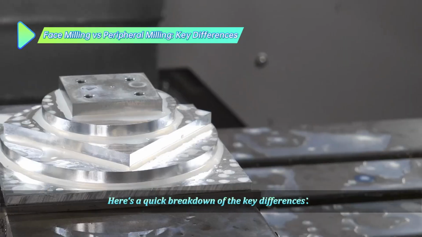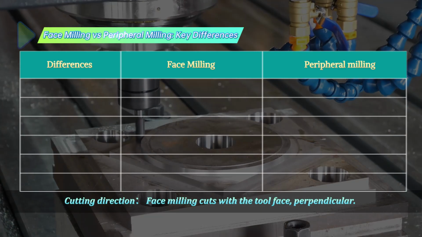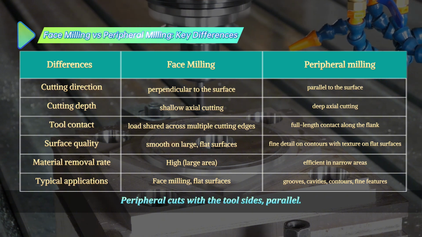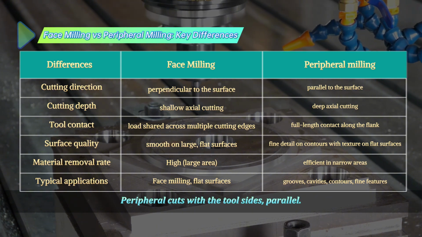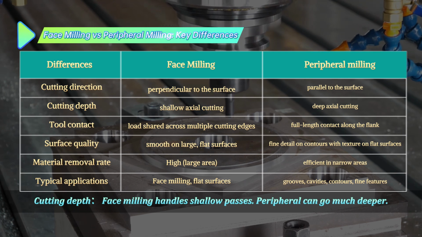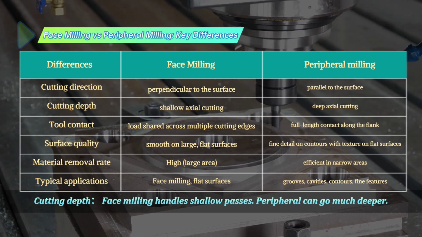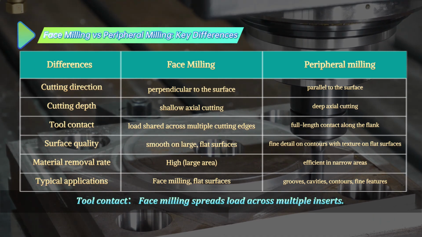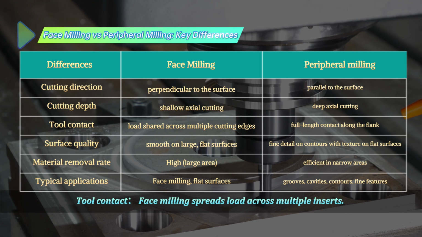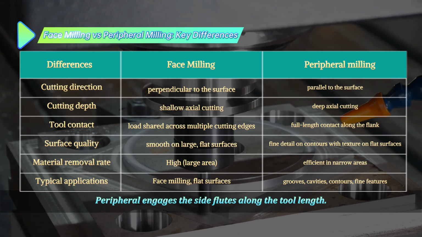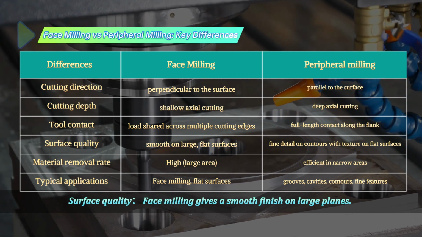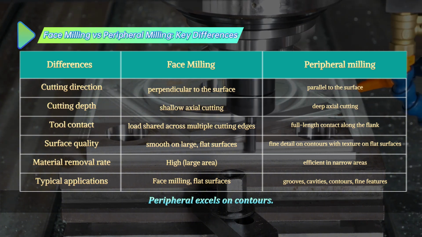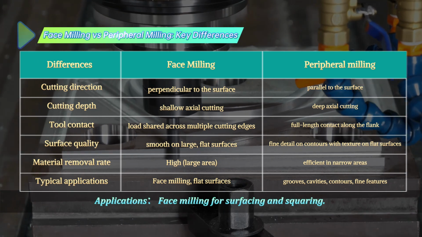Here's a quick breakdown of the key differences. Cutting direction. Face milling cuts with the tool face perpendicular. Peripheral cuts with the tool sides parallel. Cutting depth. Face milling handles shallow passes. Peripheral can go much deeper. Tool contact. Face milling spreads load across multiple inserts. Peripheral engages the side flutes along the tool length. Surface quality. Face milling gives a smooth finish on large planes. Peripheral excels on contours.